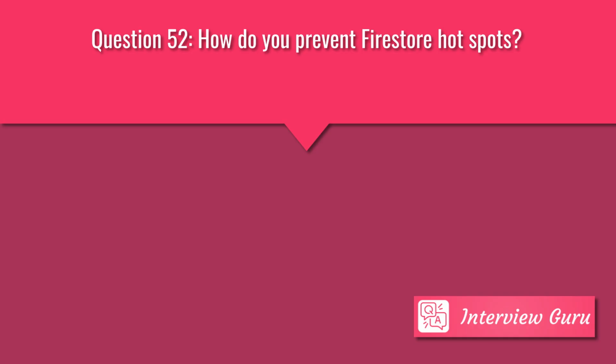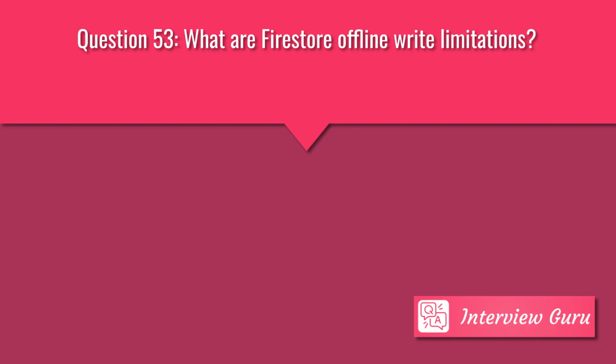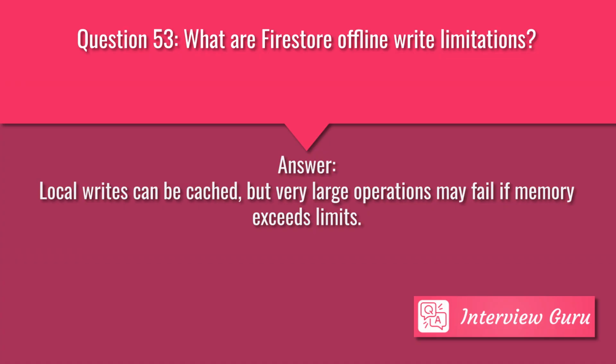Question 52. How do you prevent Firestore hotspots? Distribute writes across multiple documents and avoid sequential IDs. Question 53. What are Firestore offline write limitations? Local writes can be cached, but very large operations may fail if memory exceeds limits.